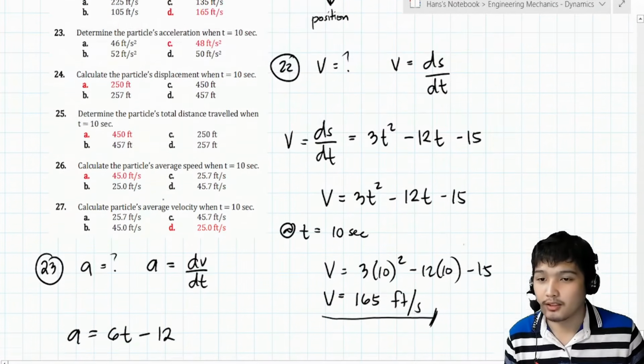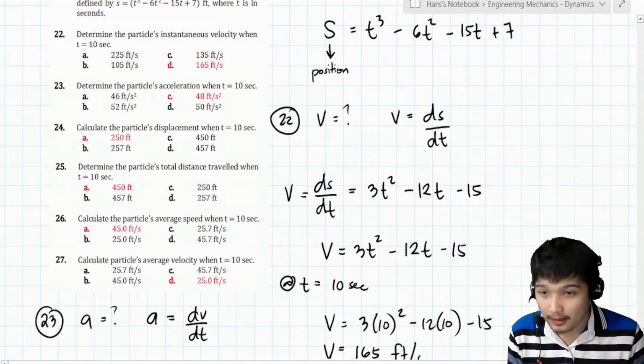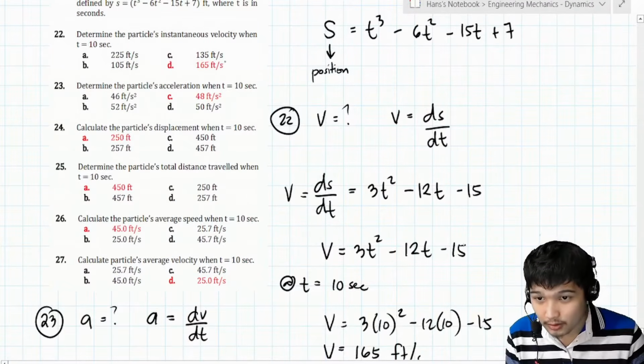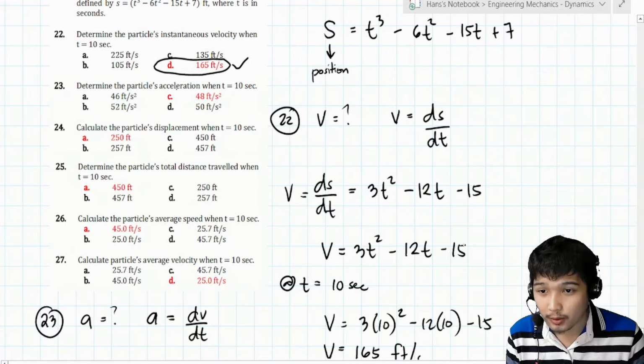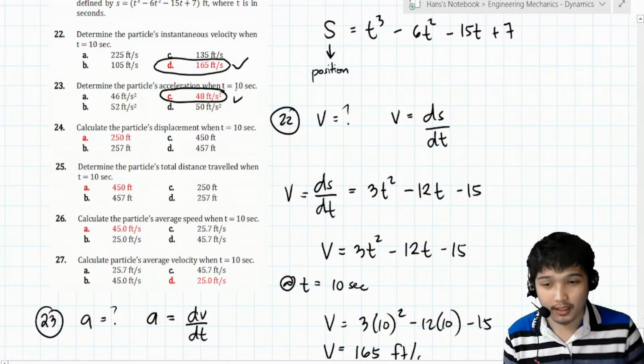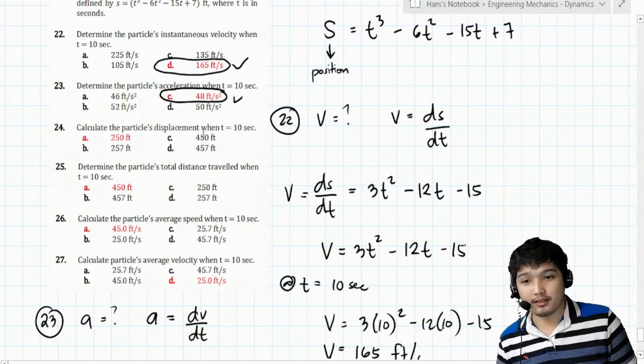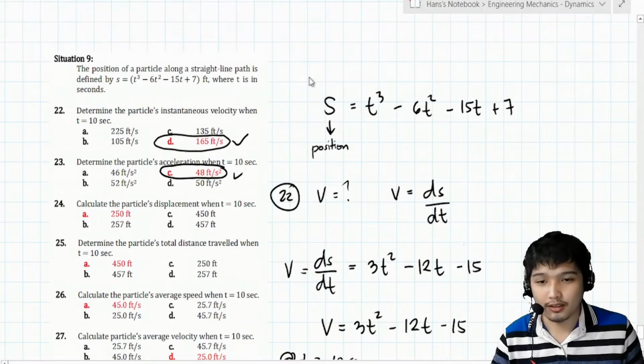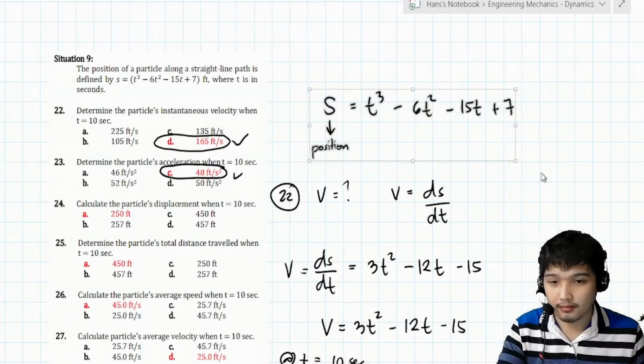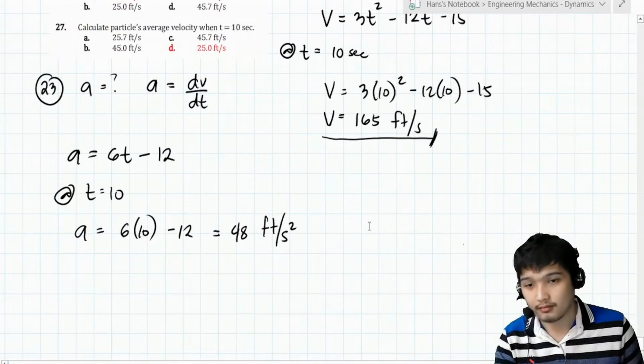Okay? So let's check first if we are correct. For 22, we are correct. For 23, we are correct. So now we go to the particle's displacement. Okay? Let me just get this, guys.